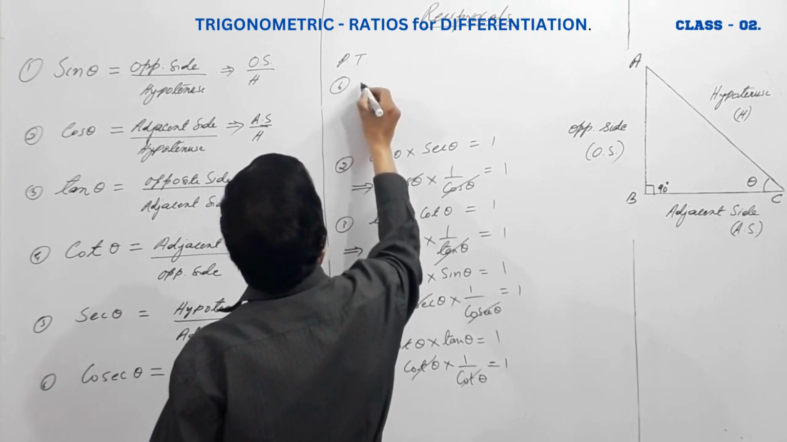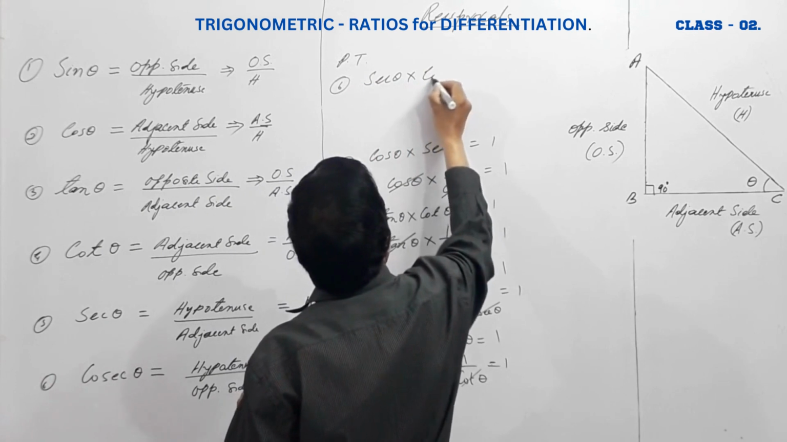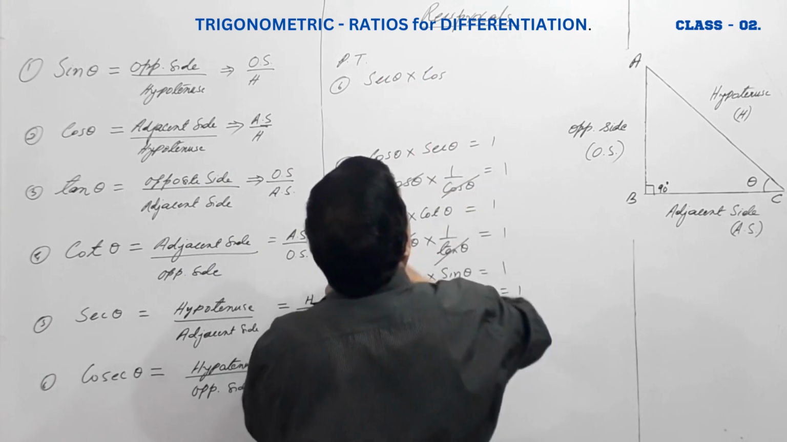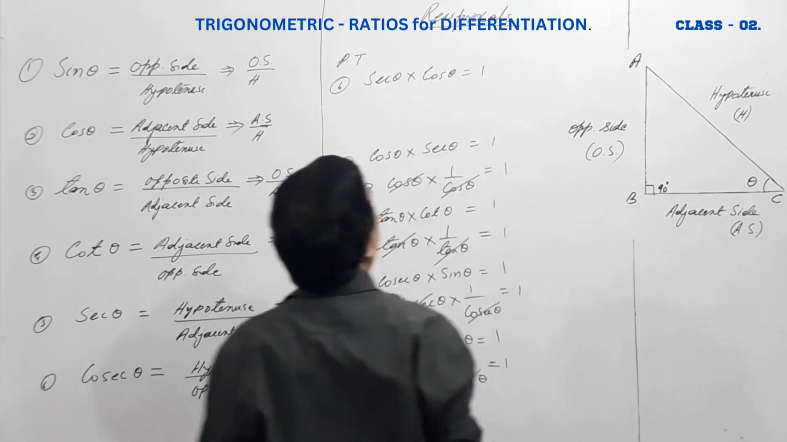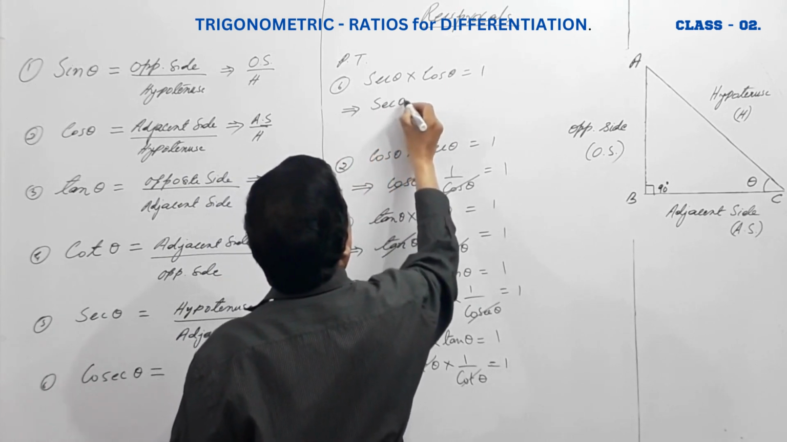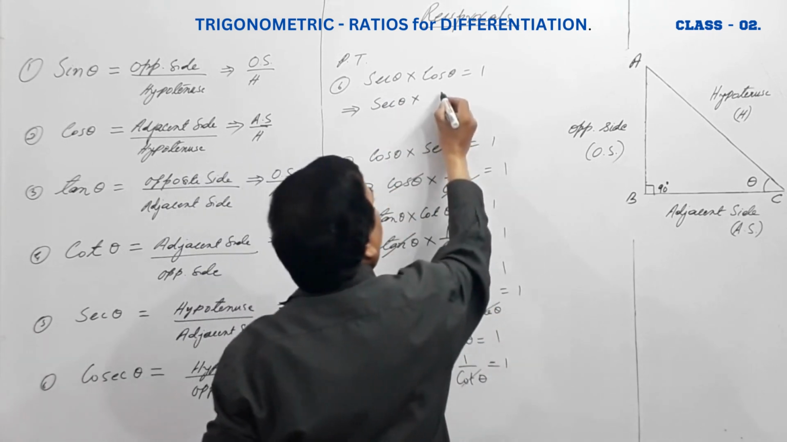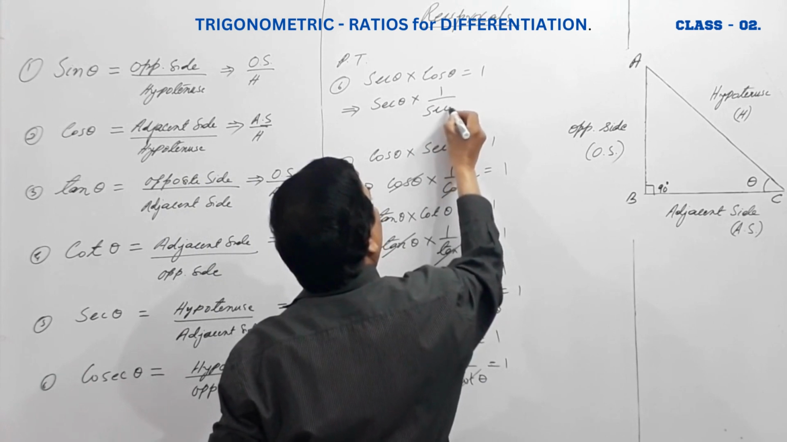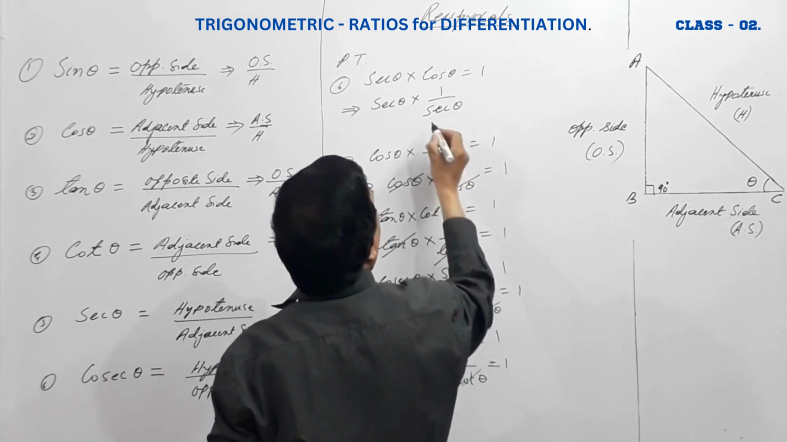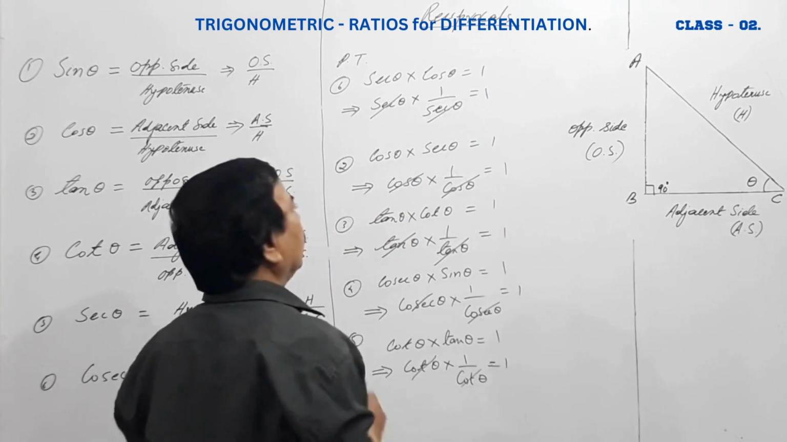Sixth one, secant theta into cos theta equals to 1. I have to prove secant theta into cos theta equals to 1. That is secant theta into, what is cos? Cos is nothing but 1 by secant. 1 by secant theta. So secant theta cancels, and you are left with 1.